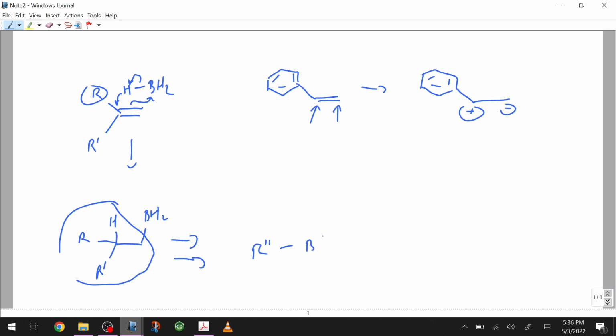Three of these attached to the boron, one for each of the original hydrogens on the BH3 group. So we end up with a trialkyl borane. Again, you didn't have to draw that part. The first one is the only one that really matters in terms of setting up the regiochemistry, which is what we care about for part A of this question. All right, so that's the first step of the mechanism.